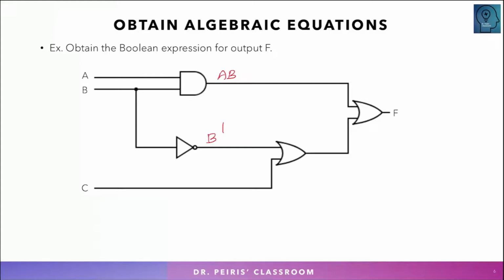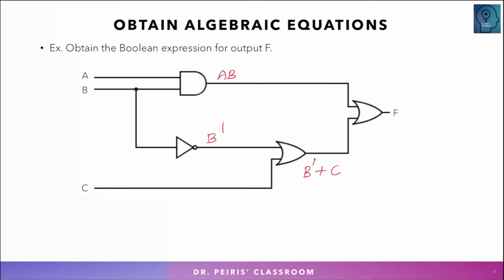Now you see in this question we have three inputs A, B, C. So what goes to here? C and B prime, and this is an OR gate, so this becomes B prime or C. Now at the end again we have an OR gate, so what goes to the OR gate? AB and B prime or C.